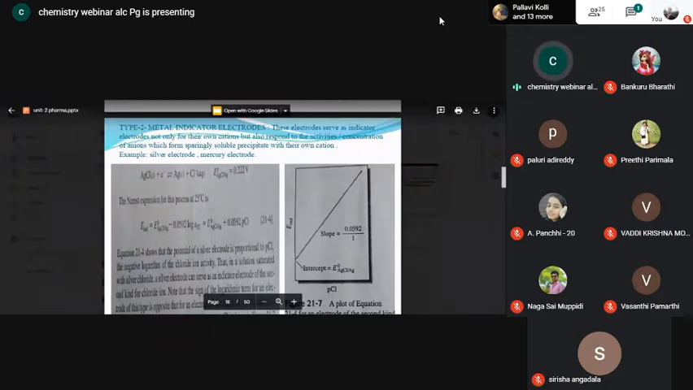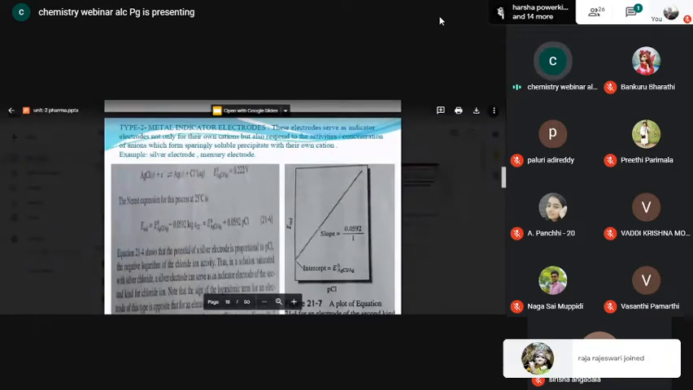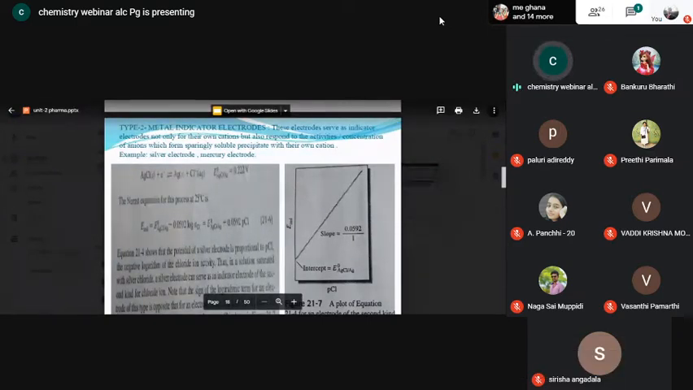So when you dip that silver chloride electrode in silver nitrate solution, what happens? Silver nitrate contains what? Silver ions. Initially, how many ions are present? Many silver ions are present. So our electrode is living under the influence of what ions? Silver ions. So the potential developed by the electrode is directly proportional to the concentration of silver ions in the initial stages. But as you carry out the titration with KCl solution, what happens?